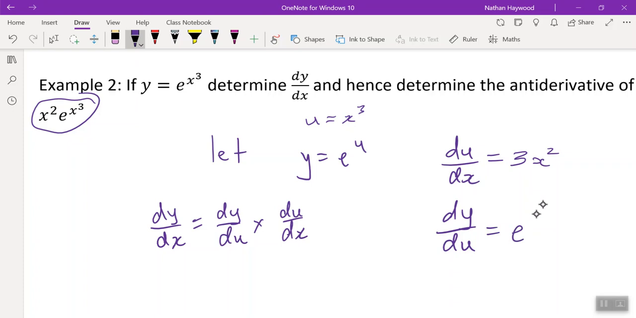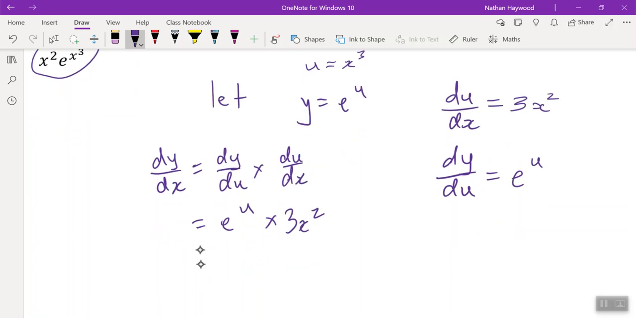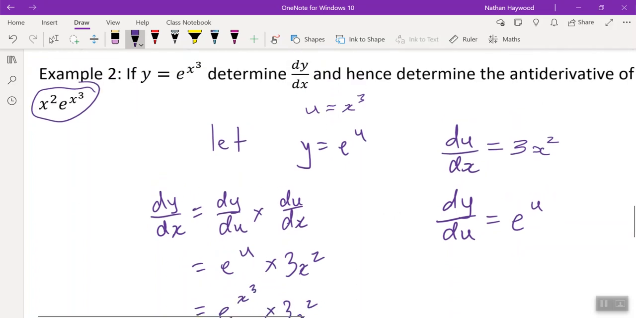Remember my lame poster over there? It says when you do the derivative of e to the x, nothing happens. Yeah, so it's just e to the u. Okay, you sub them both in. e to the u, and we can sub in what u is for x. We use that derivative now to find the antiderivative of this.